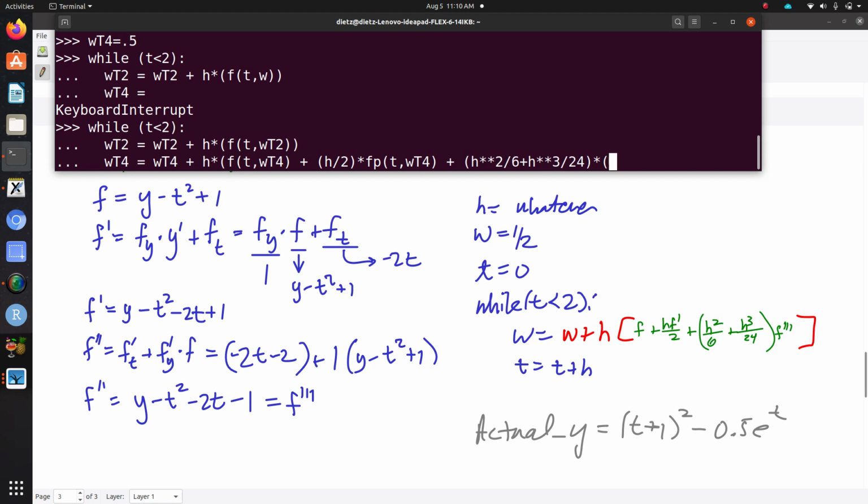times F double prime, which is the same as triple prime, of T, and WT4 goes in there. And now I'm sure I must have messed up the typing, so I'm just going to double check.